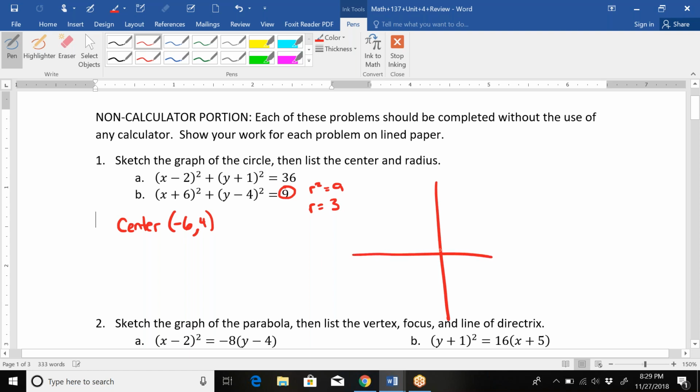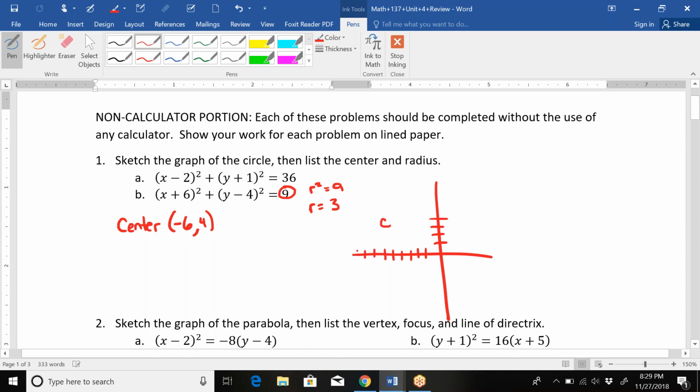So I just need to plot this. So I go 1, 2, 3, 4, 5, 6, up 1, 2, 3, 4. Remember, we don't actually put a point here. I know he has a point on the answer key. It's technically not a point, but he was just trying to show it. It's C for center. And then we go a radius of 3 all the way around.